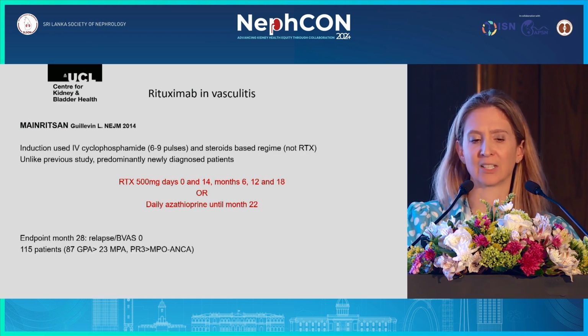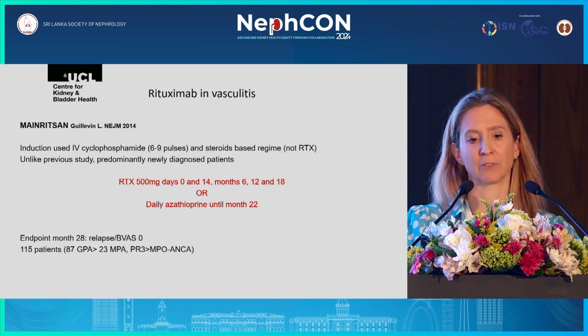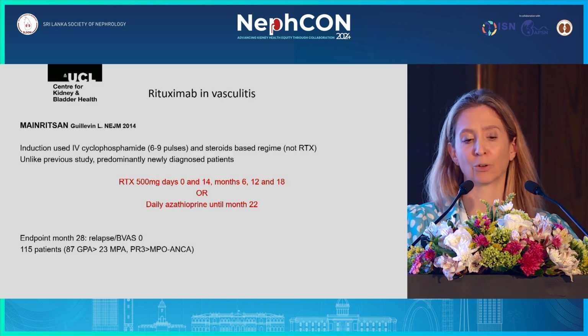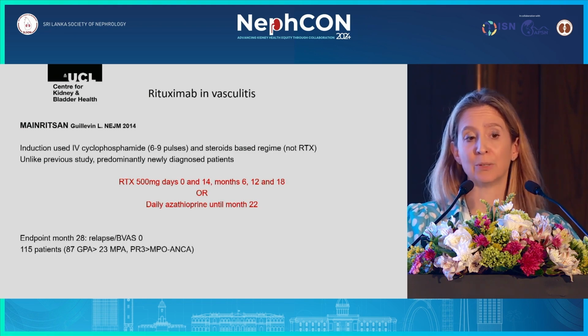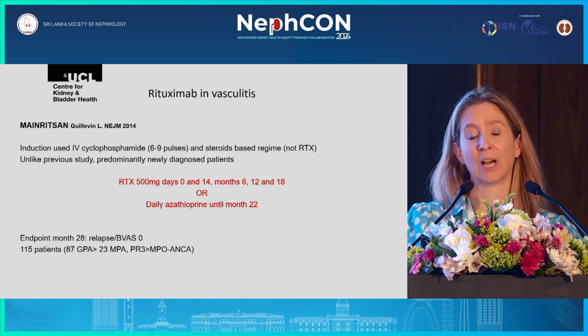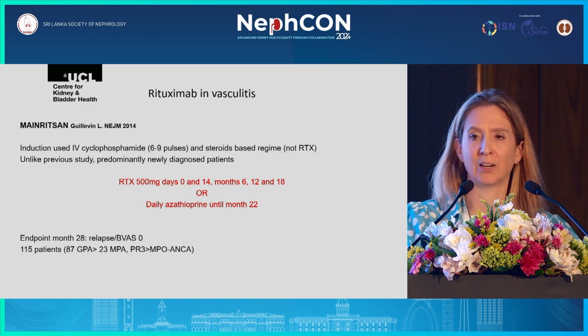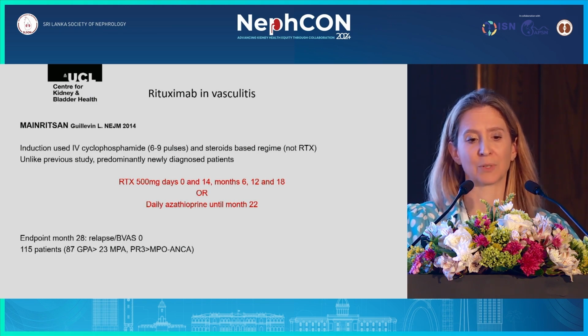So following induction therapy, all patients were treated with rituximab and redosed with rituximab at month 6, 12, and 18, and this was compared to daily oral azathioprine. The endpoint was out to month 28, and relapse was defined by a BVAS of 0. There are many more patients with GPA and PR3 ANCA, which you would expect to relapse more.